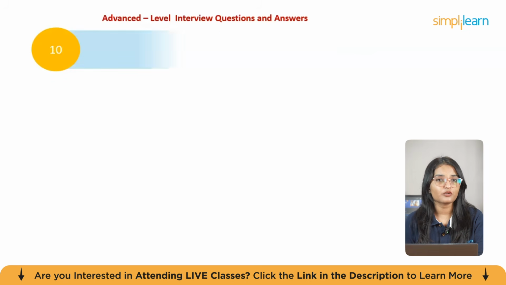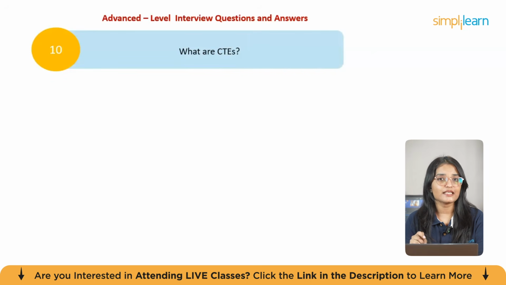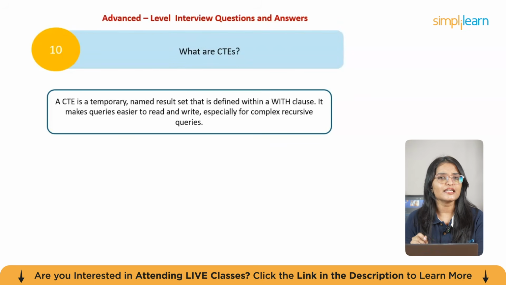Let's move on to our 10th question, which is: what are CTEs, common table expressions? The answer is, a CTE is a temporary named result set that is defined within a WITH clause. It makes queries easier to read and write, especially for complex recursive queries. CTEs can also be used to break down large queries into smaller manageable parts.